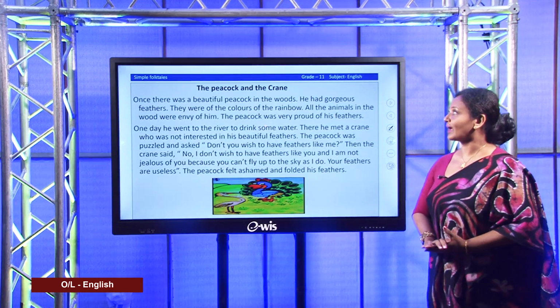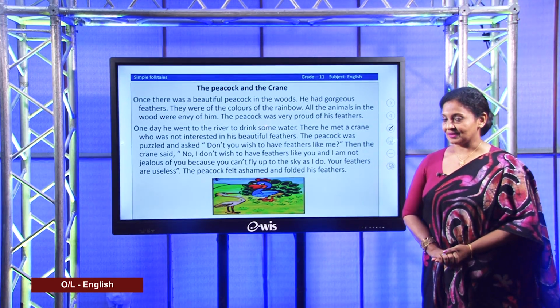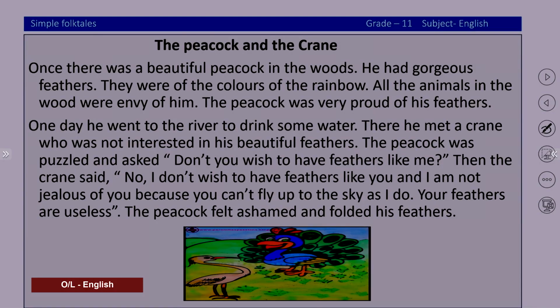The Peacock and the Crane. Now read the story and answer the questions given on the other slide.